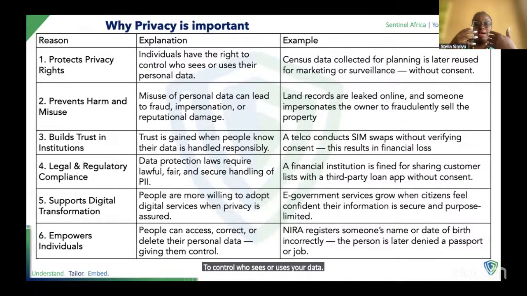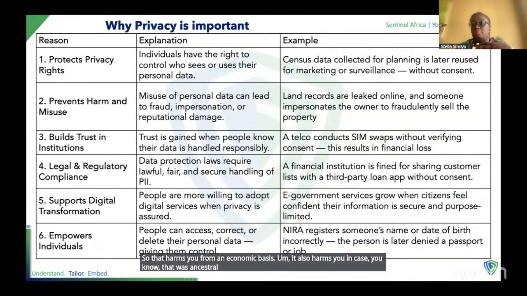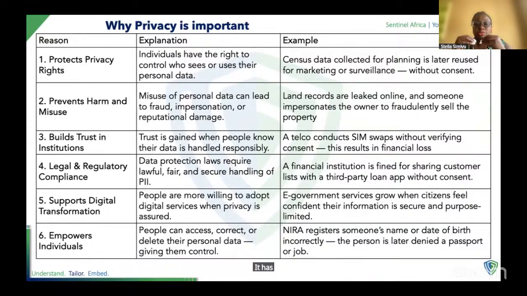Then it prevents harm and misuse. So imagine, for example, that at Lands, your records are leaked and someone impersonates you and fraudulently sells your property. So that harms you from an economic basis. It also harms you in case that was ancestral property which had been passed down. It has a harm directly to you.